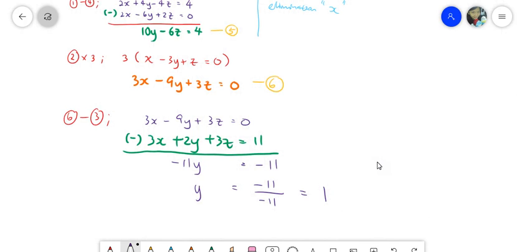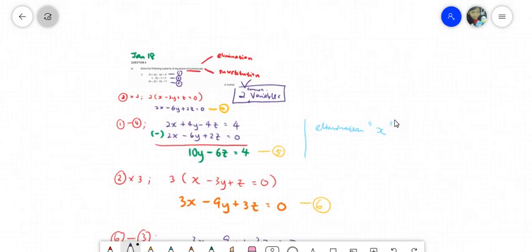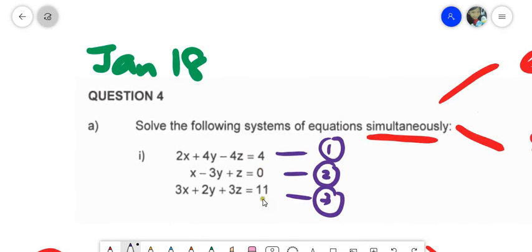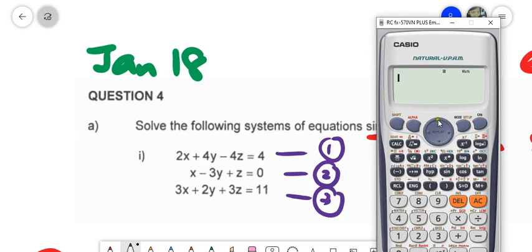So is it correct? How are you supposed to check? Just before that, let me share with you. I'll advise you, class, every time you have equations with 3 variables, first thing in your mind, get your calculator out. Then go for equation, you go for A, B, C, D, because you have the non-homogeneous variables on the right. You press 2, key in all the coefficients. You have 2, 4, negative 4, then 4. Then you have 1, negative 3, 1, 0. Then you have 3, 2, 3, 11.